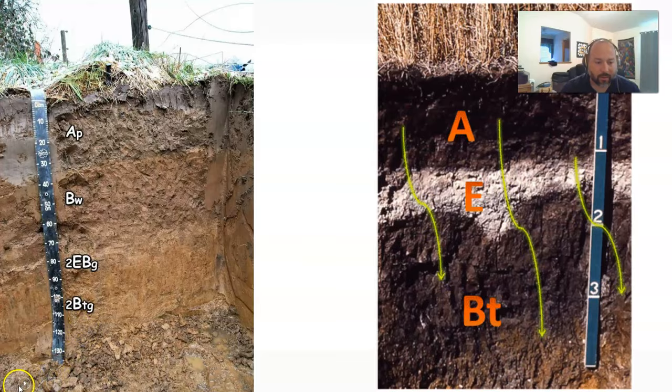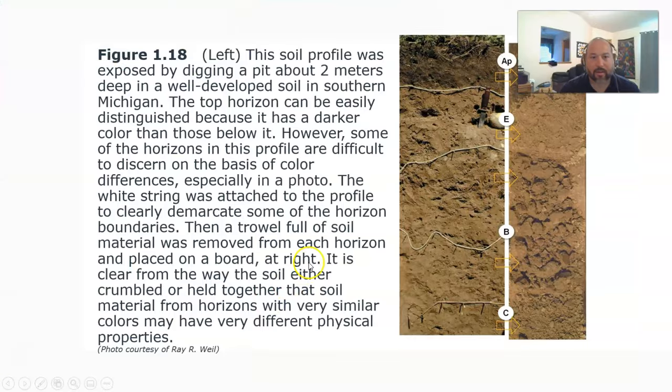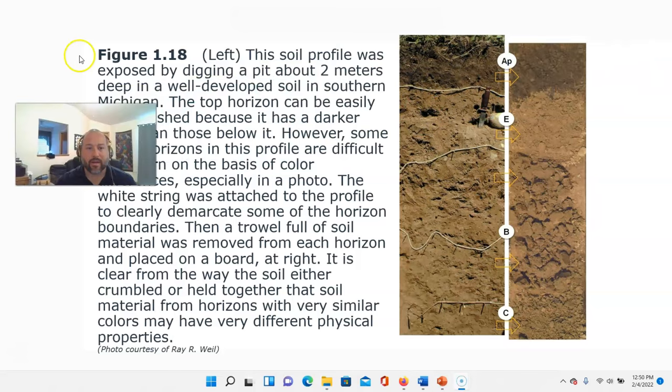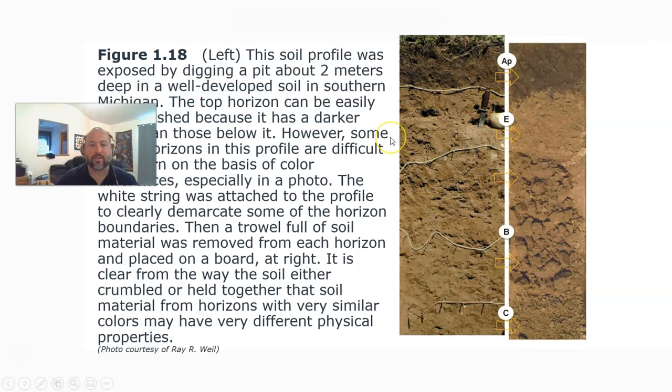Let me go back one. There we go, here's another look. I'm going to do my best to get myself out of the way here, just so you can see the pictures. Right here we start off with an Ap layer, so that's topsoil that's been plowed or cultivated or changed in some way like that.